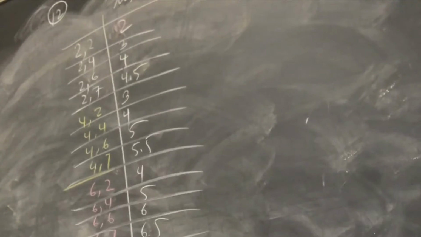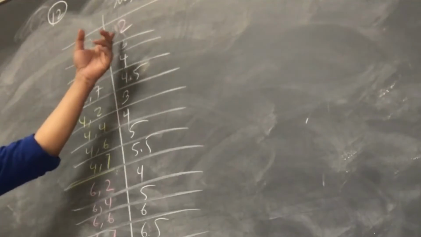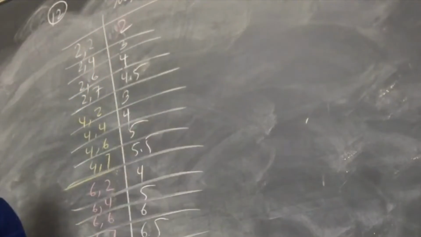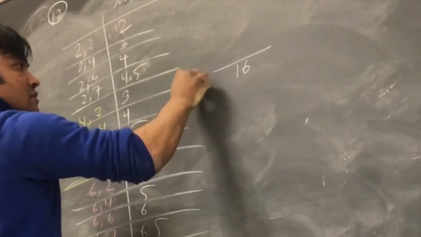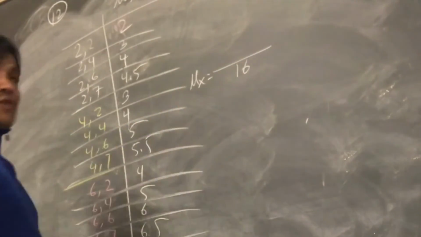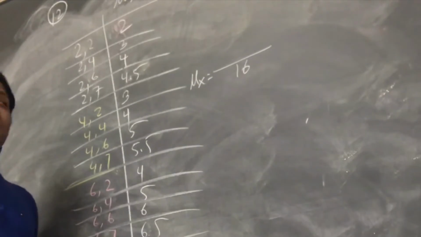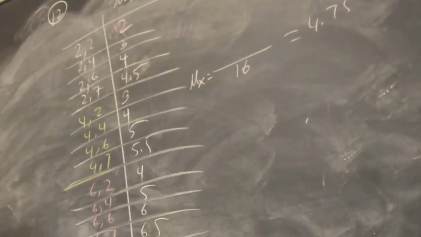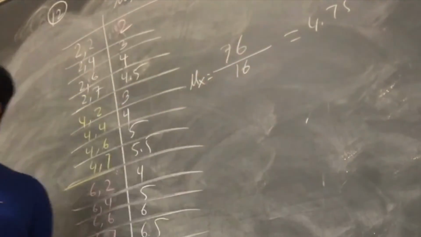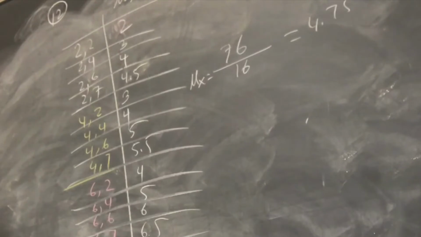Okay, so now what are we gonna do? We're gonna find the mean of this one. So we're gonna add them up and divide by 16. And that's going to be 4.75, with 76 on top. All right, let's verify that. Oh, I see. Now I can see what I did wrong.